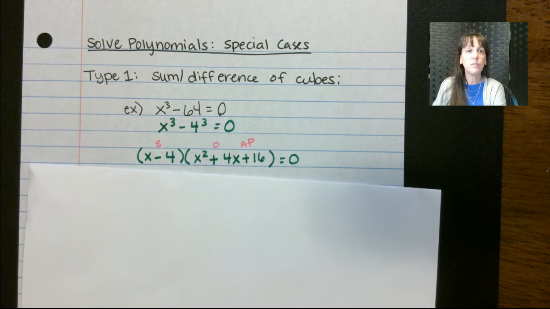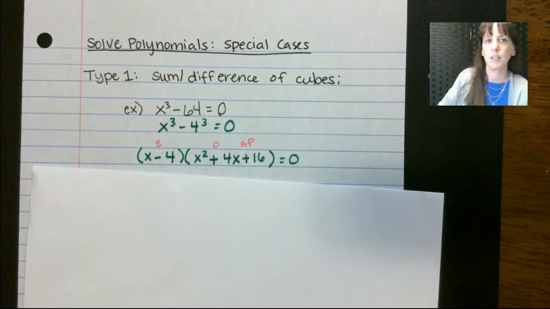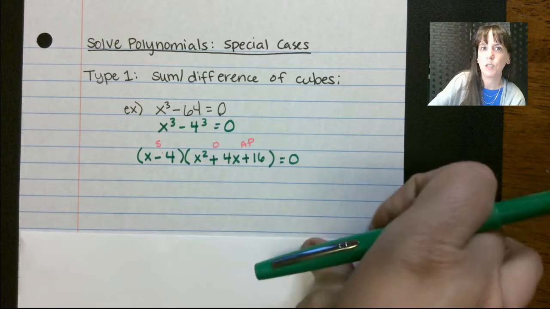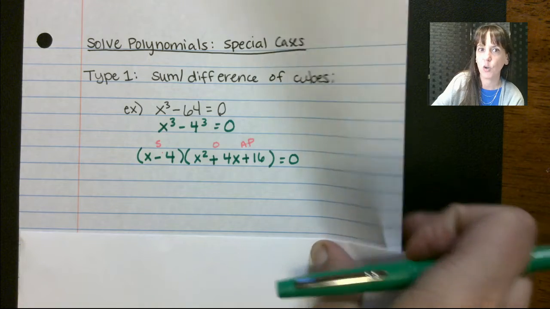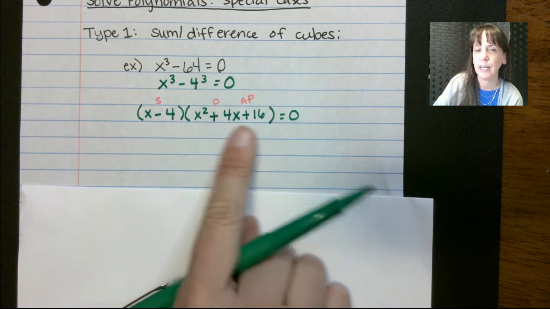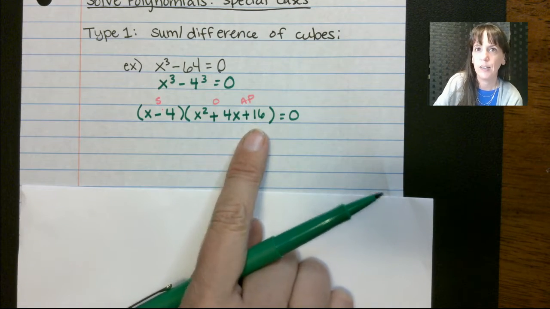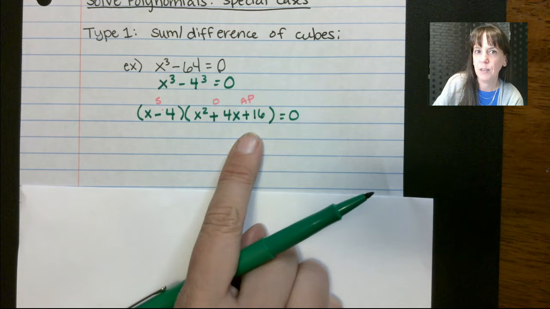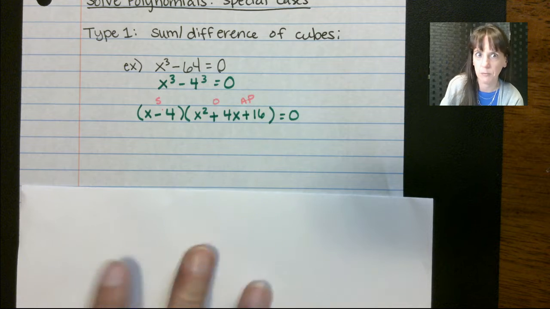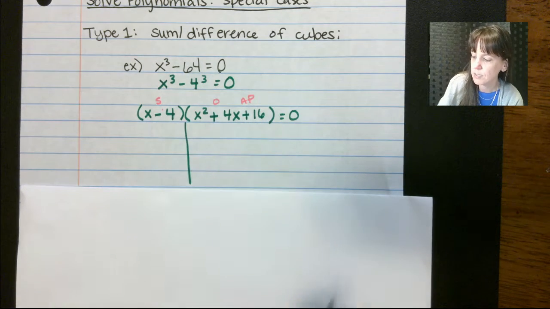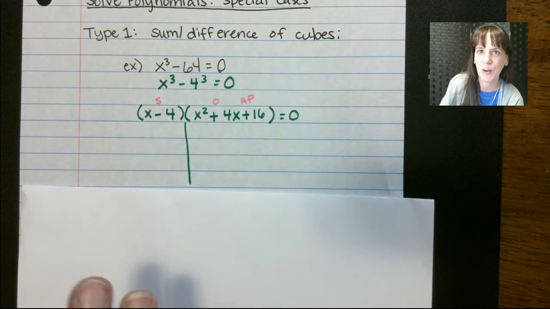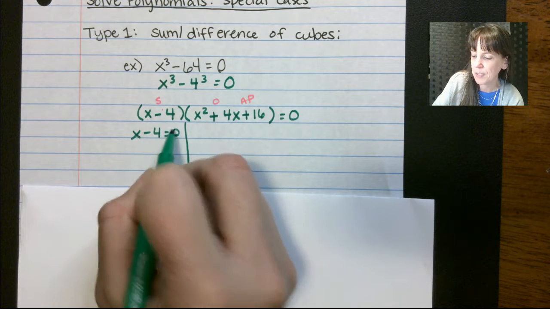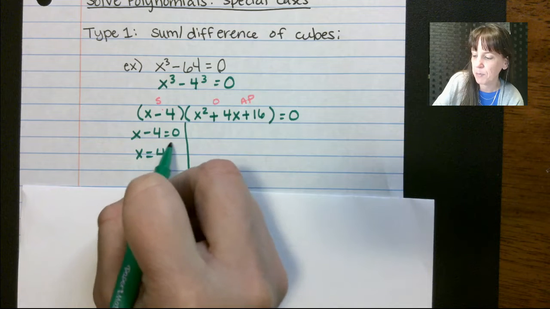Okay, so now that we've broken this down, we can solve it further. Looking at this, whenever we use our sum and difference of cubes, that trinomial that you get is not going to be a real solution. So we could use our quadratic formula to solve for that part. But let's do our zero product property first. Zero product property to say x minus 4 equals 0, which means x equals positive 4.